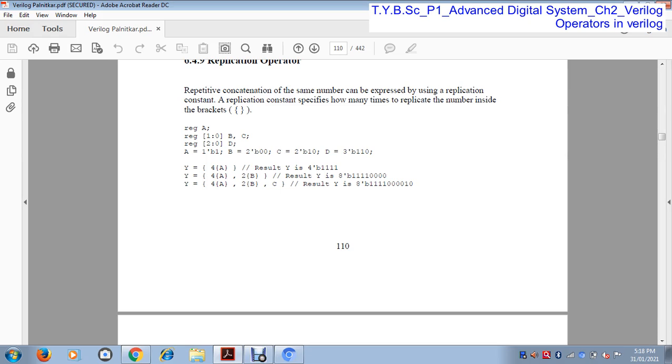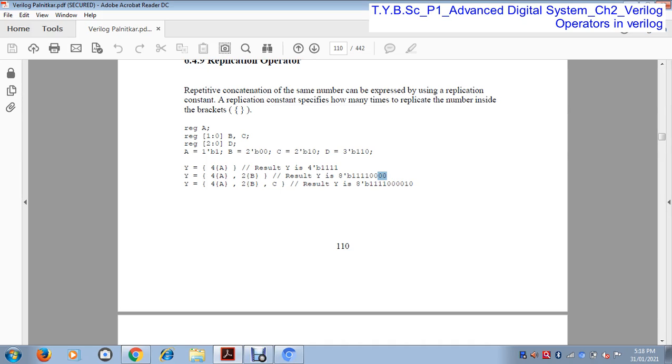Similarly y is equal to 4 times A and 2 times B. The 4 times A means we write 4 times 1, that is 1 1 1 1. Now here we write 2 times B. The value of B is 0 0. So this is the first time and this is the second time. Now in this example, A is 4 times, B is 2 times and C is only 1 time. So here we write A 4 times. The value of A is 1, so here we write 4 times 1: 1 1 1 1.